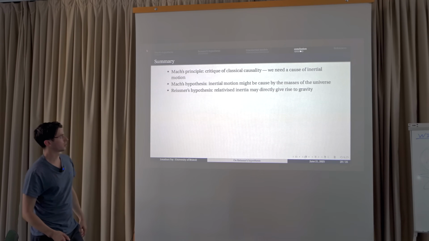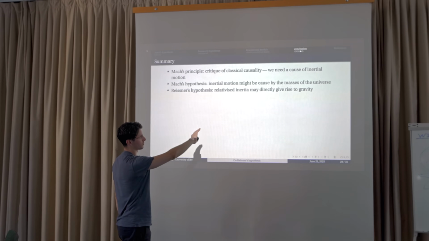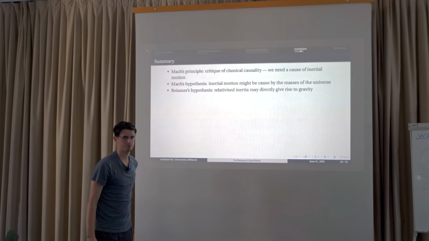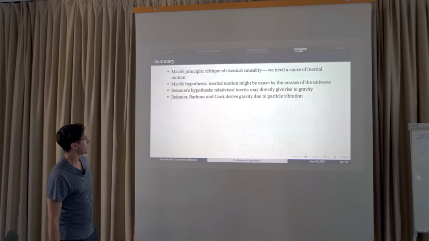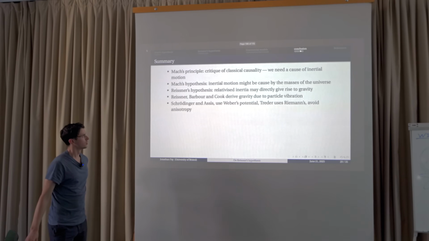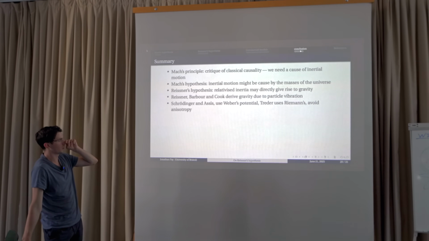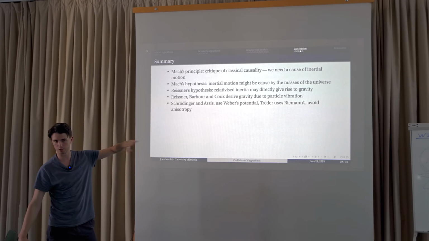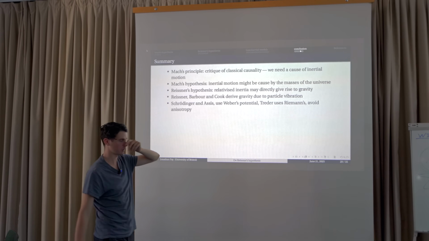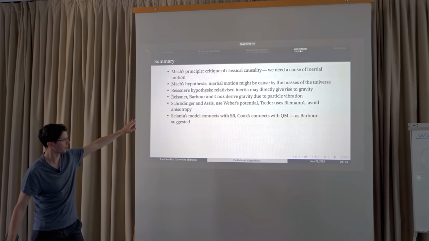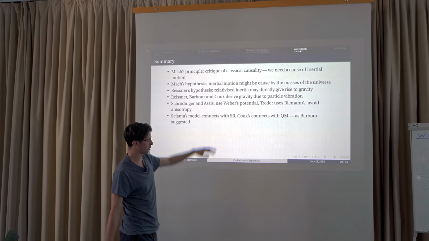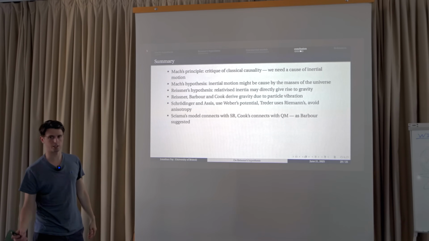And then Reissner's hypothesis was that inertia relativized in this way may directly give rise to gravity somehow. Then Reissner, Barber, and Cook derived gravity due to particle vibration. Schrödinger and Assis use Weber's potential. Schrader uses the Riemann potential, which is similar to the Weber potential but with relative velocities rather than the rate of change of relative distance, to avoid anisotropy. Sharma's model connects with special relativity, I claimed. Cook's model connects with quantum mechanics, as Barber had suggested the previous year.